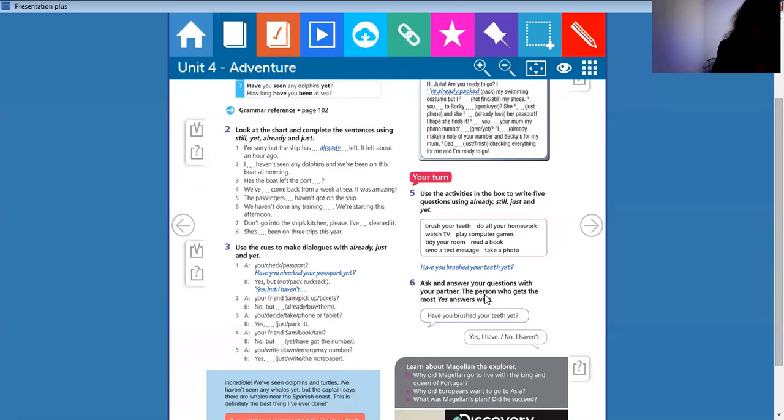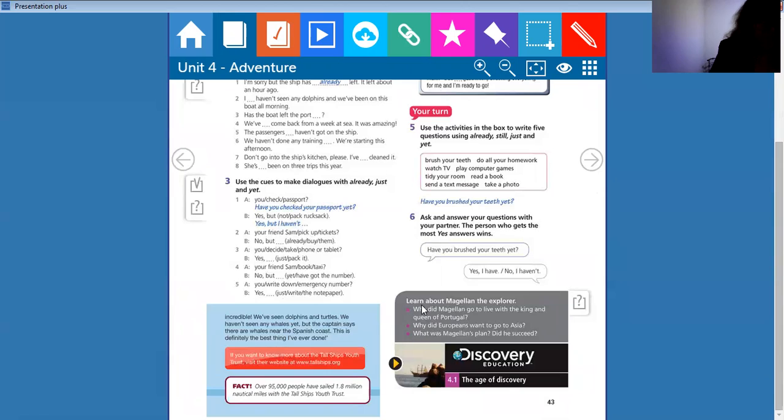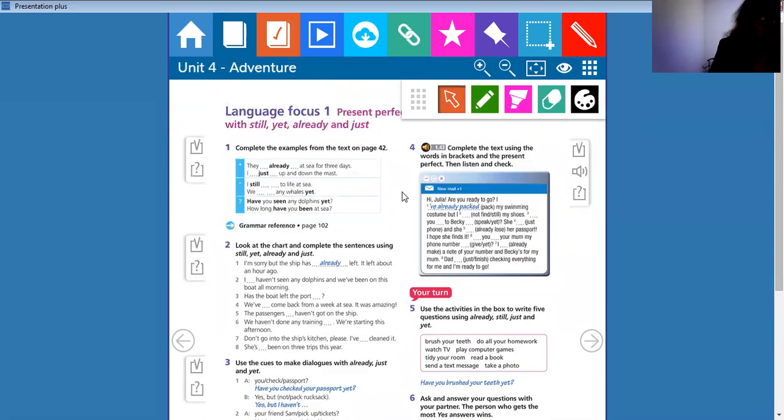Exercise 6. Ask and answer your questions with your partner. The person who gets the most yes answers wins. Okay, have you brushed your teeth yet? Yes, I have. No, I haven't. Good. Now here you have to learn about Magellan the Explorer. Why did Magellan go to live with the king and queen of Portugal? Why did Europeans want to go to Asia? What were Magellan's plans? Did he succeed? You have to watch the video here.